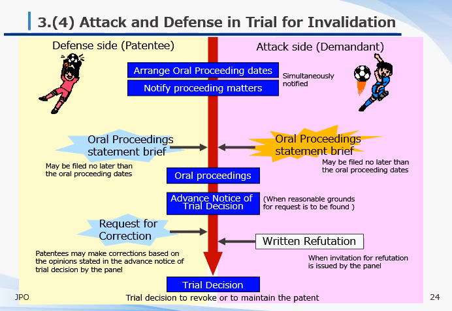As proceedings are conducted further, when the panel determines that the parties have fully made allegations and shown proof thoroughly, it makes a trial decision. If the decision is to invalidate the patent, an advance notice of a trial decision shall be issued before a trial decision is rendered. The patentee is given one more chance to make a correction after the advance notice. If a request for correction is filed, a demandant will be given an opportunity for counterargument.